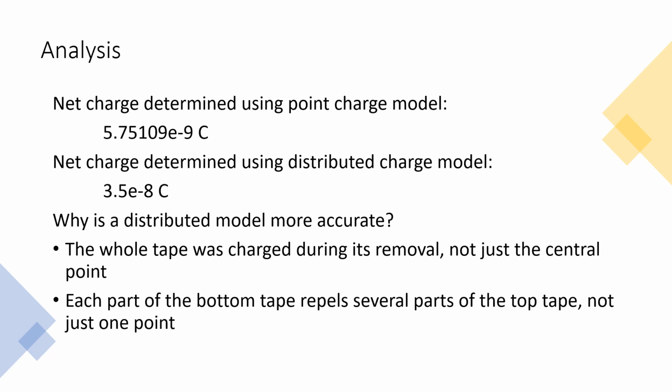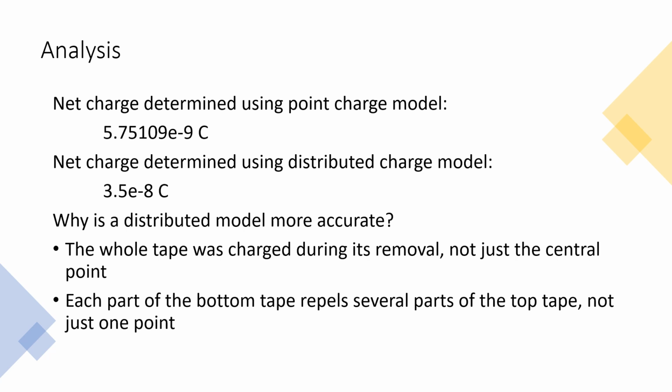Finally, I was able to compare the net charge that I found within lab 1 and the net charge that I was able to find now using the distributed charge model. So these were different by about a factor of 10. So the first charge was 5.75 times 10 to the negative 9th, and that's using the central point charge model. And the net charge determined using the distributed model was 3.5 times 10 to the negative 8th coulombs. So the distributed model can be assumed to be more accurate.